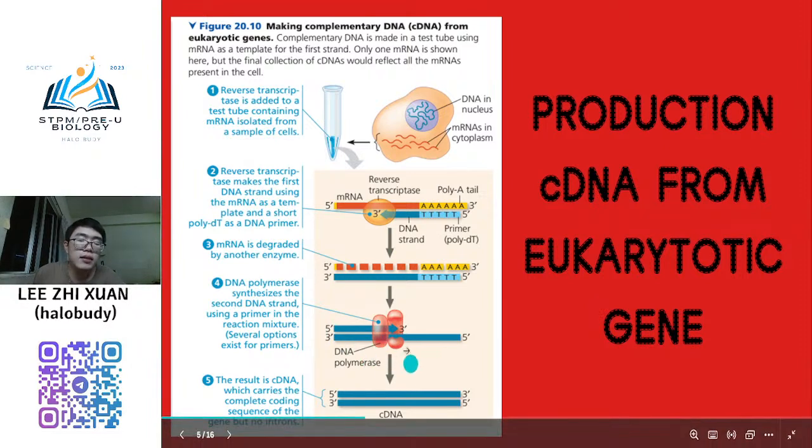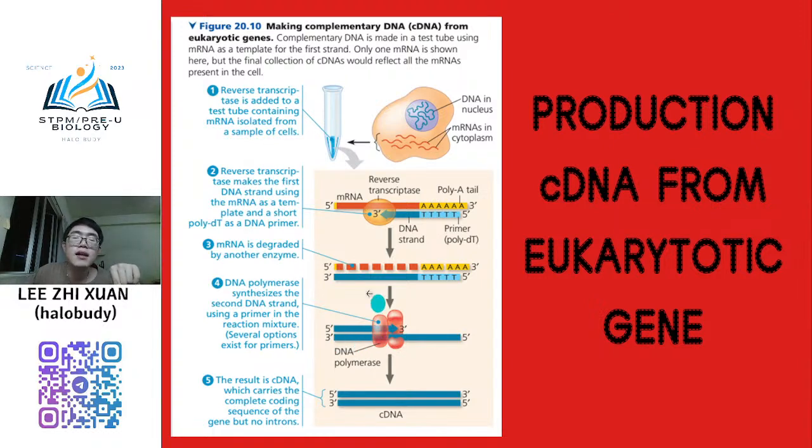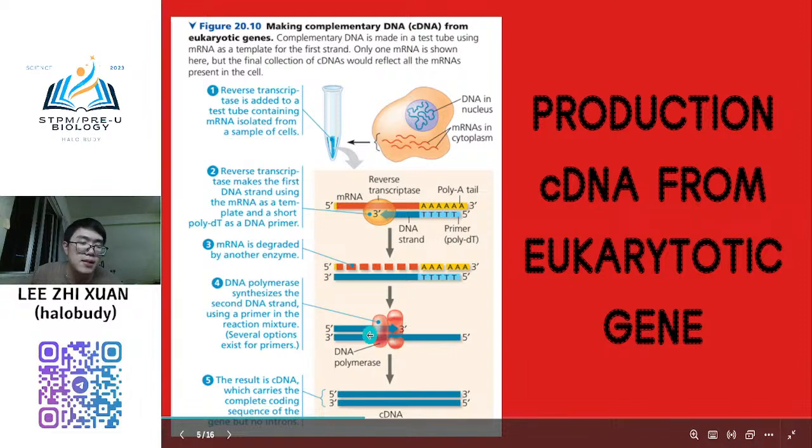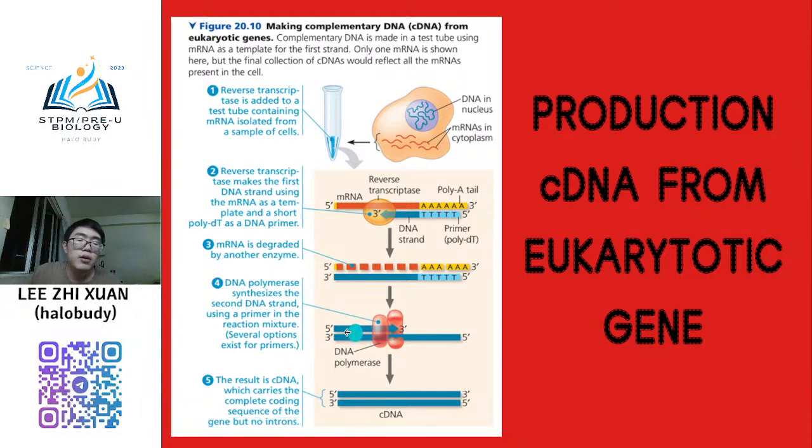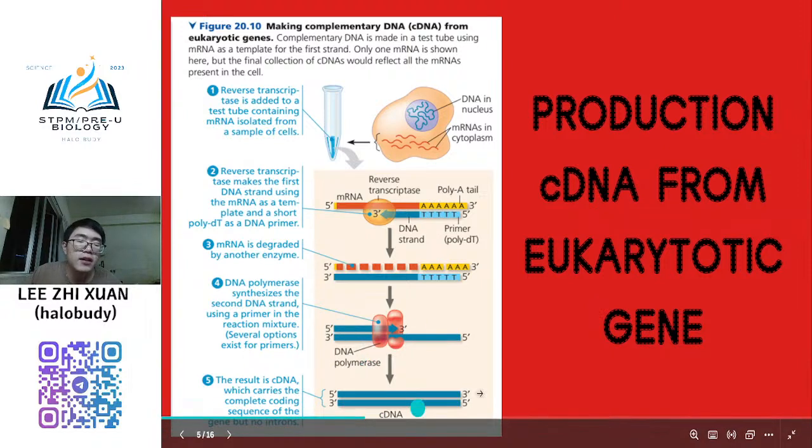Then we will use another enzyme, DNA polymerase. Now we will use the DNA. This single-stranded DNA will act as the template. After that, it will synthesize another strand of DNA. Because DNA ada double-stranded, right? So single-stranded bukan DNA. So it will synthesize another strand of DNA using this DNA polymerase. After that, finally, you will produce the double-stranded DNA.